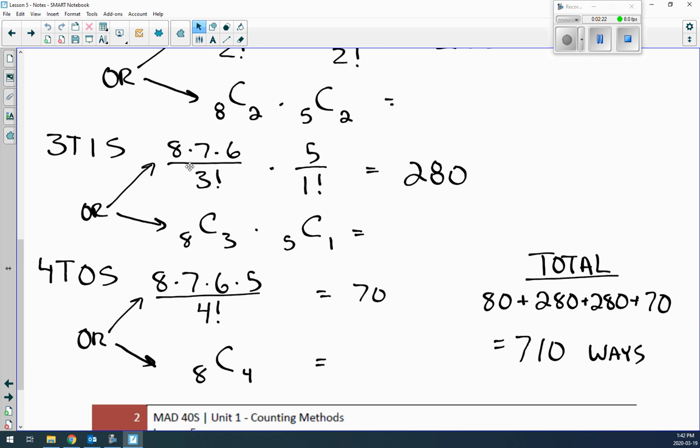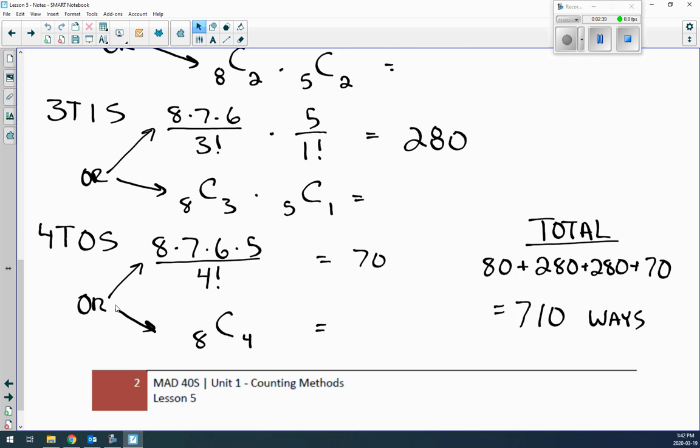Same for 3 teachers, 1 student. We could do 8 times 7 times 6 divided by 3 factorial. 3 factorial because there's 3 ways of picking them. 1 student, which is 5, and then 1 factorial, and we get 280 ways. Or use the formula, 8 choose 3, 8 teachers, choose 3 of them, 5 students, choose 1, and you'll still get the 280.